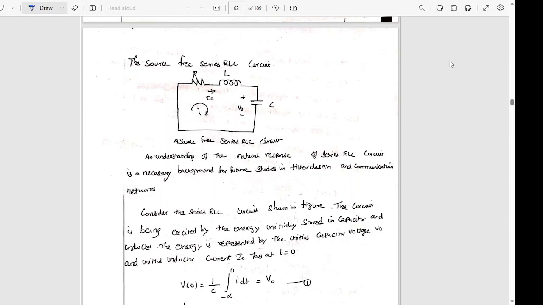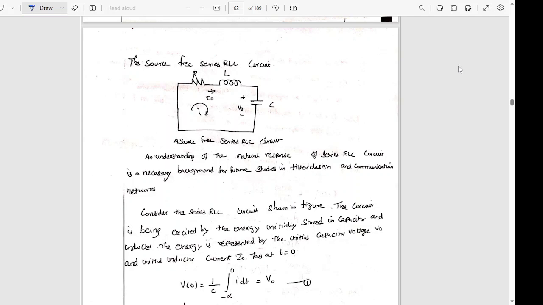Here, first we'll discuss the source free series RLC circuit. First of all, we'll understand the natural response. We already know what the natural response is. The natural response means the response due to the stored energy. We call it the natural response.